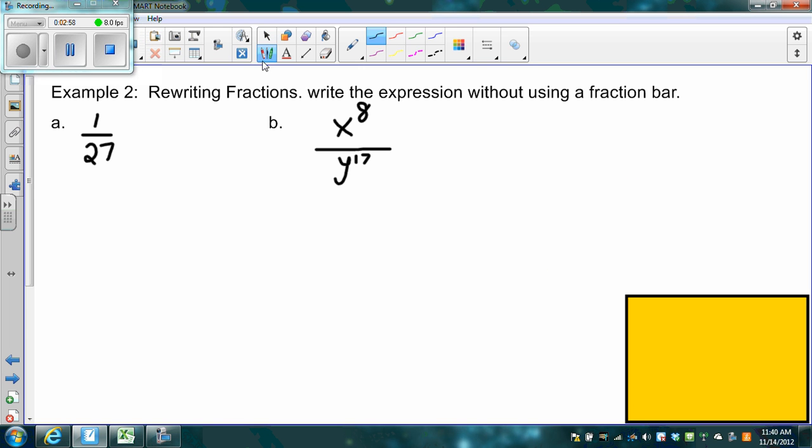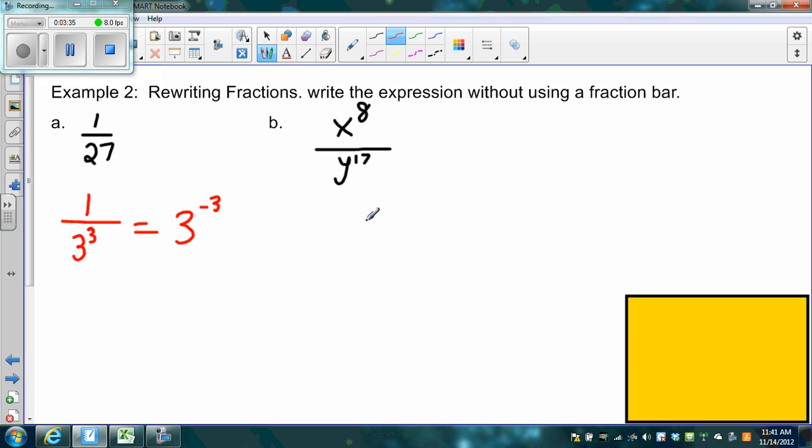The second example is rewriting fractions without using a fraction bar. So how could we rewrite this so it didn't have a fraction bar? Well, 27 is the same thing as 3 to the third, because 3 times 3 is 9, times 3 again is 27. But we don't want this fraction bar, so we could rewrite this as 3 to the negative third power to make up for that. So that's how we would rewrite 1 over 27.